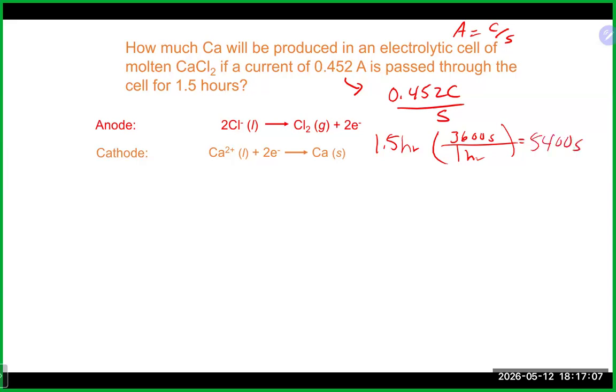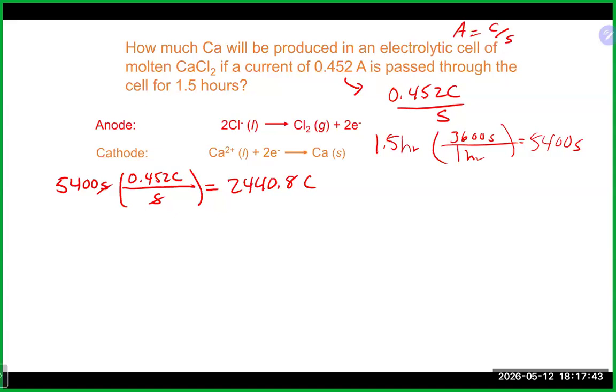Now that I have those two pieces of information in the correct units, I'm going to take the time I ran the cell for in seconds and multiply it by the current, the amperage, that I was running it at. If I do that, the seconds are going to cancel out, and we're going to end up with 5,400 times 0.452, which is 2440.8 coulombs.